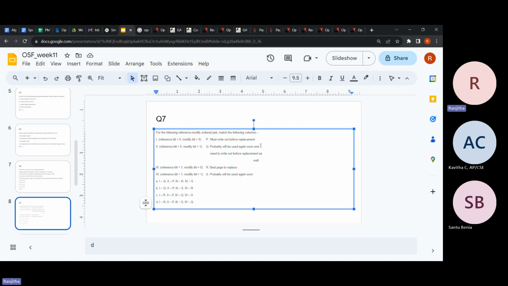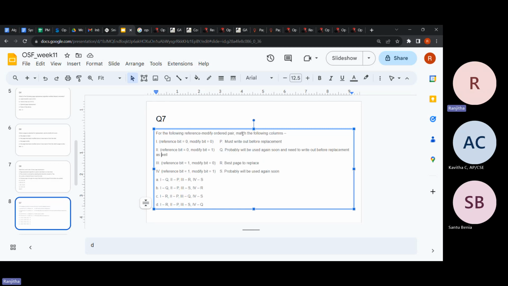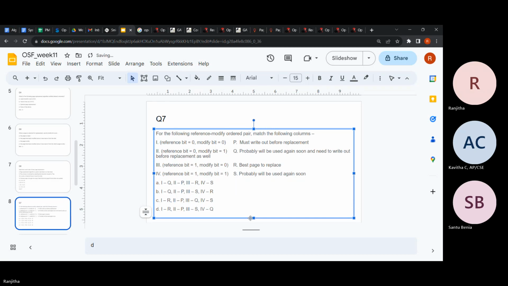Yeah. So for the following reference, modify order pair, which of the match the following columns.